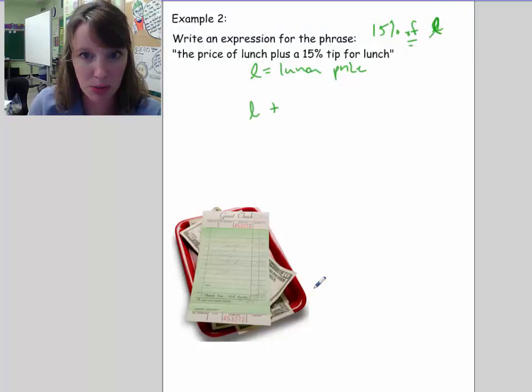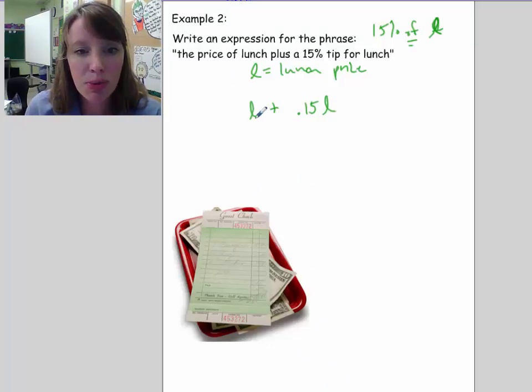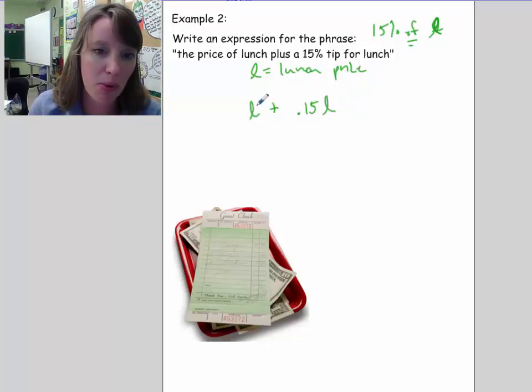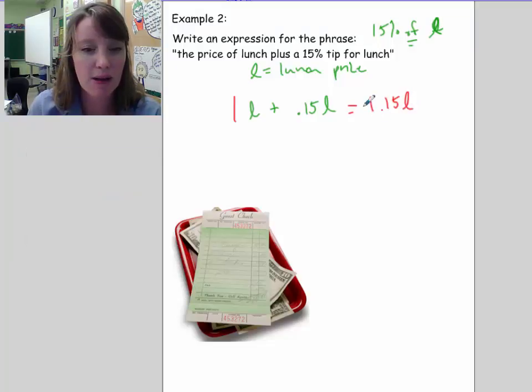So of means multiplication, so you're taking 15%, let's write it as a decimal, 0.15 times the lunch price. Okay, so we have the lunch price plus 15% of the lunch price. And actually, we could simplify this a little bit because they both have L raised to the first power. So if we put this as a coefficient, it would be 1.15 times this lunch price. So that gets us the lunch price itself plus 15% of itself. Okay?